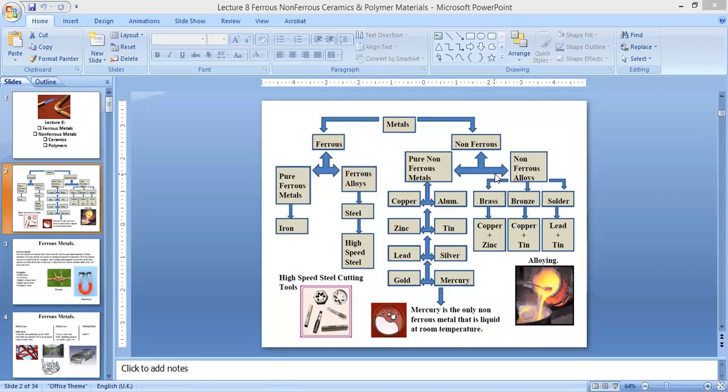Then you have non-ferrous alloys. These are alloys that do not contain iron in them. Which alloys are these? There's brass. Brass is copper and zinc. Bronze is copper and tin. Solder is tin and lead. Please, you need to know these also. You need to know this structure very well.